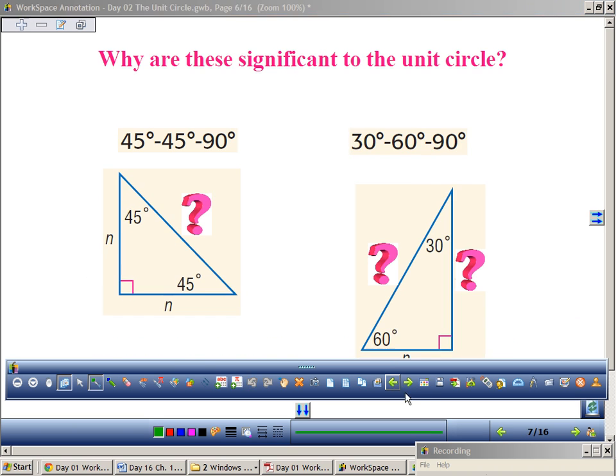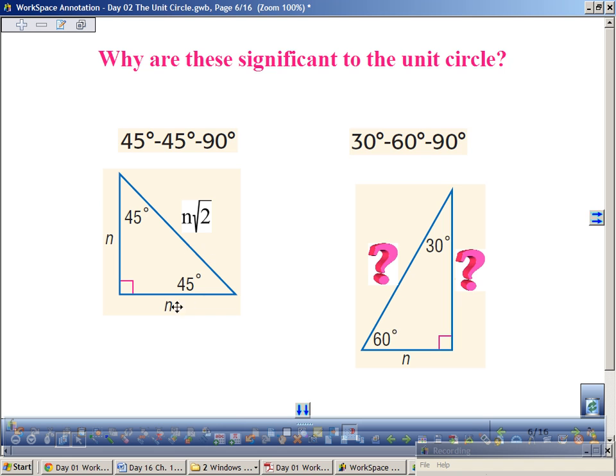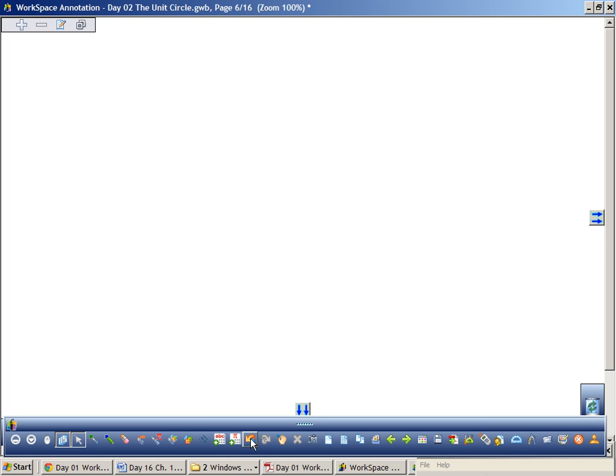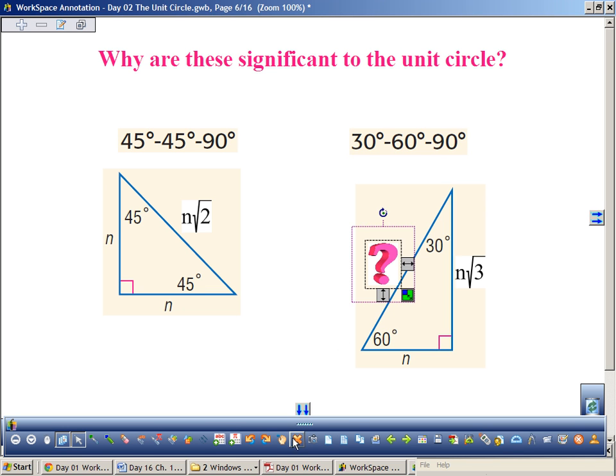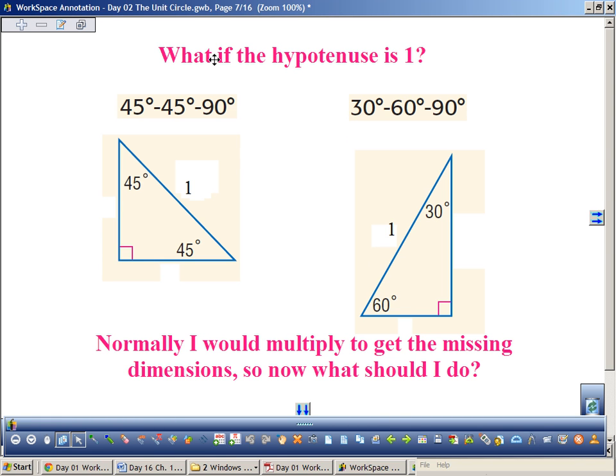Okay, let's go back a little bit. So yesterday, do you remember what this is? Square root 2. Right? It's bigger by root 2. What about this one? Radical 3. Bigger by root 3. What about this one? 2n. Good. Bigger by 2. So what if my hypotenuse was 1?